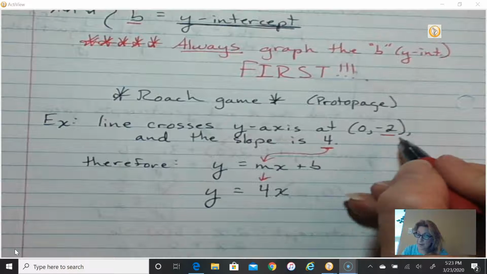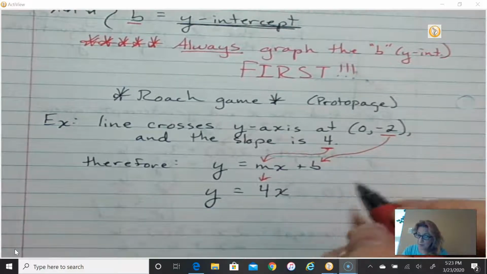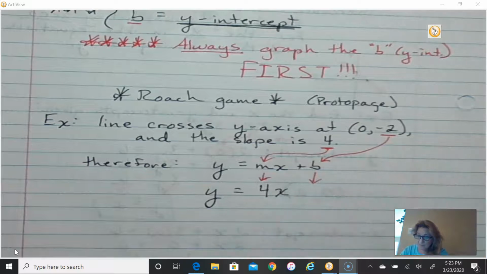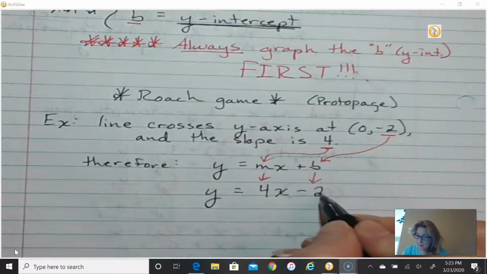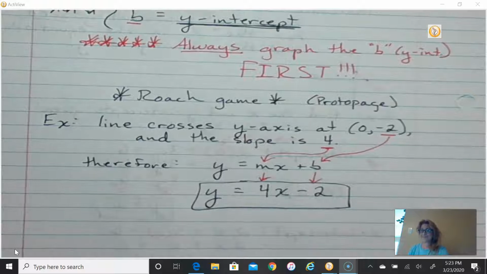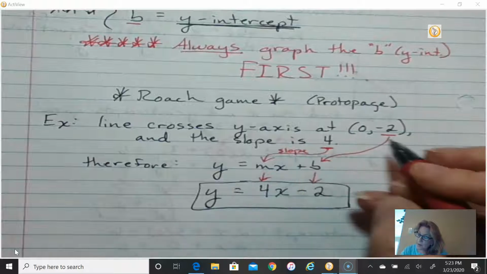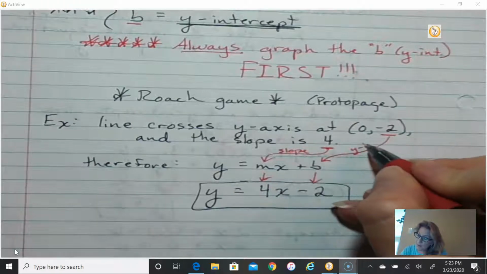And this is your y-intercept. It goes in place of the b. And there's your equation. See that? You're just plugging it in. There's your slope, and this is your y-intercept.